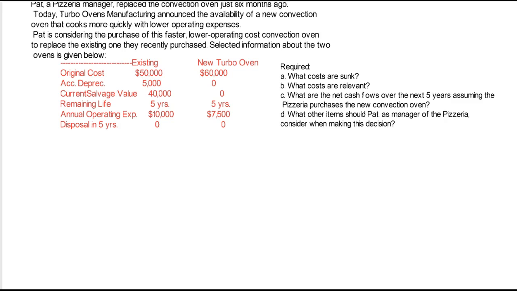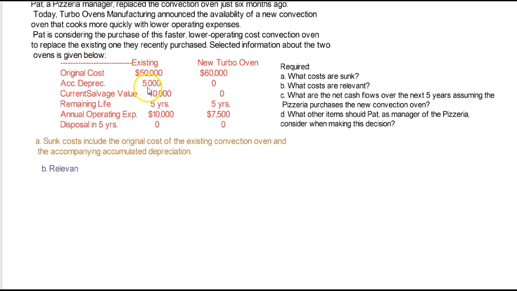A sunk cost is a cost that has passed, it's gone, it's the Titanic. So the sunk cost here is anything that was spent in the past. We cannot recover it. A relevant cost is a future cash flow that is different between my alternatives. Therefore, the answer to A, sunk costs will include the $50,000 I paid plus the depreciation on that. That's not even a cost. It's not a cash flow or anything like that.